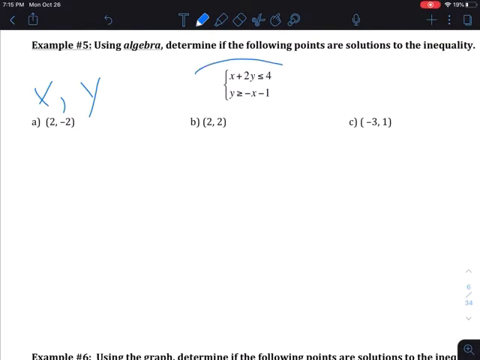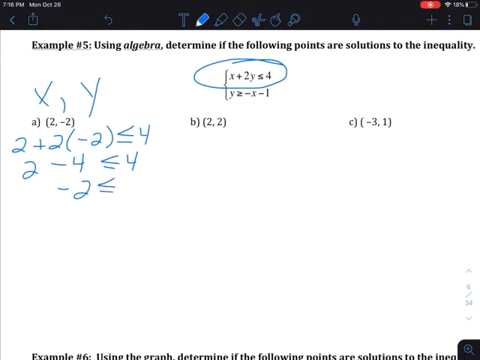We're subbing in here. So 2 plus 2 times -2 is less than or equal to 4. Now we're going to simplify this. Do the multiply. And then subtract. Is that a true statement? Yeah, -2 is definitely less than 4. So that works out good.